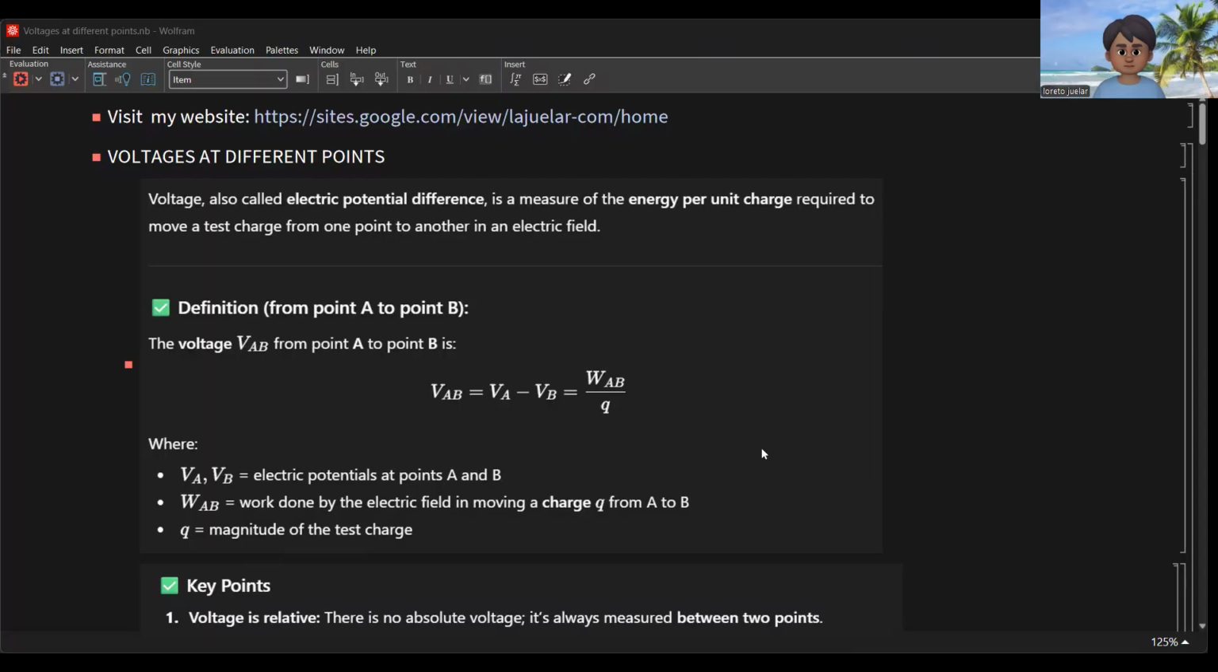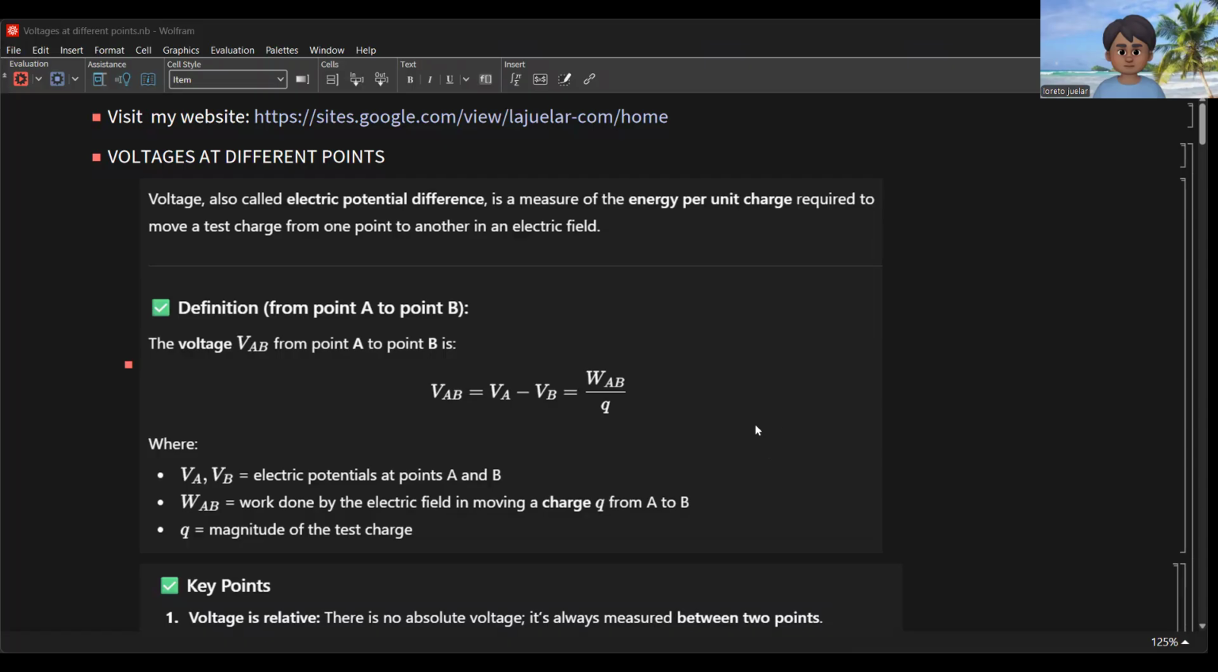Okay, voltages at different points. Voltage, also called the electric potential difference, is a measure of the energy per unit charge required to move a test charge from one point to another in an electric field. The definition of the voltage.